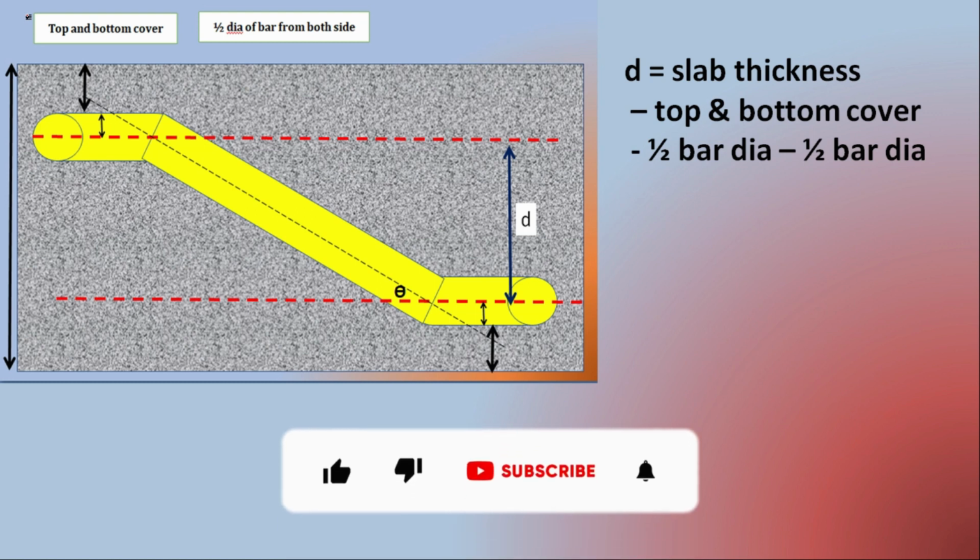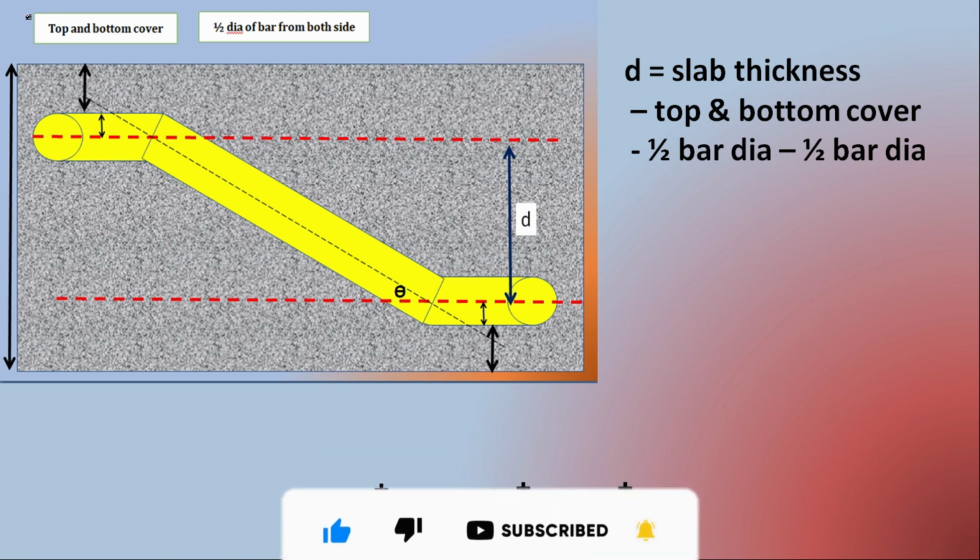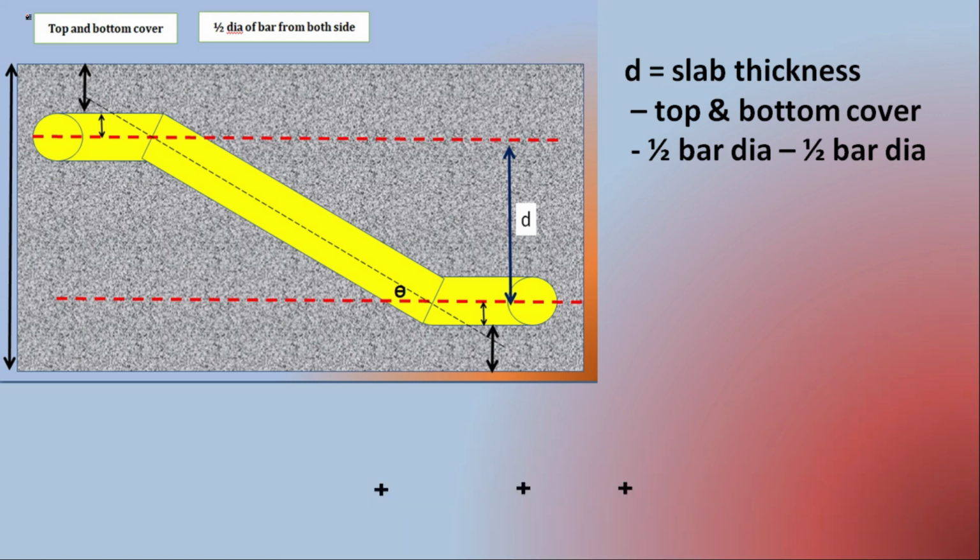As you can see in this slide, if you want to calculate D, D is equal to slab thickness minus top and bottom cover minus 1/2 diameter of one side and 1/2 diameter of bottom side. It means we need to deduct 1 full diameter of bar to get the value of D.